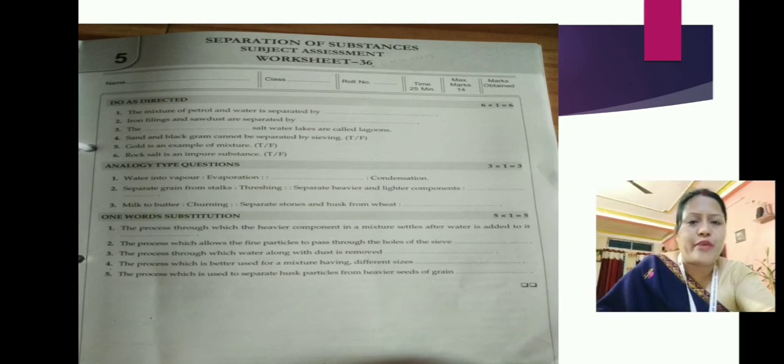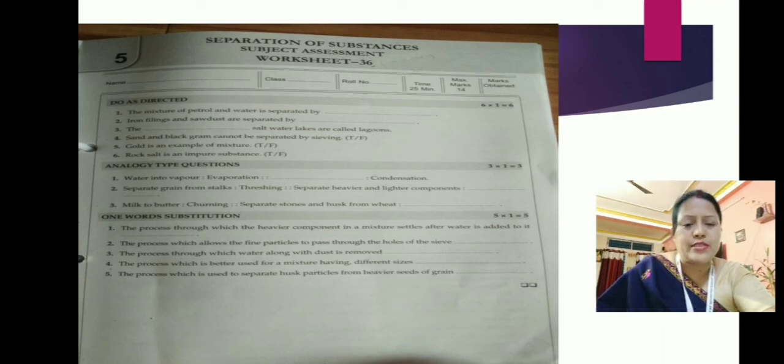Analogy type questions. Question number 1. Water into vapor is evaporation. So vapor into liquid is condensation. Number 2. Separate grains from the stalk is threshing. Then separate heavier and lighter component is sedimentation. So number 3, milk to butter is churning. Then separate stones and husk from wheat is hand picking.